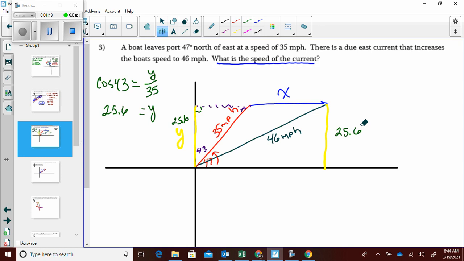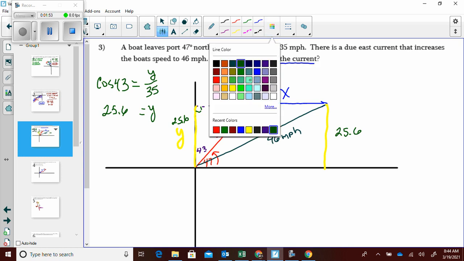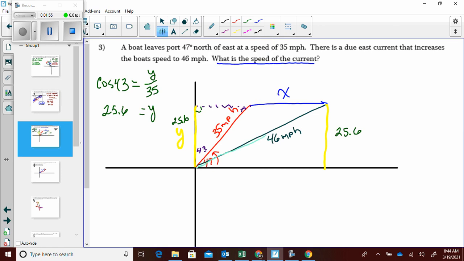Well, I now have this right triangle right here, which I can find this theta. If I find this theta, I can subtract it from 47 and I get this angle in here. If I have this angle, I can do the law of cosines with the 35, the 46, and this angle to get x. So here we're just using our basic trig.